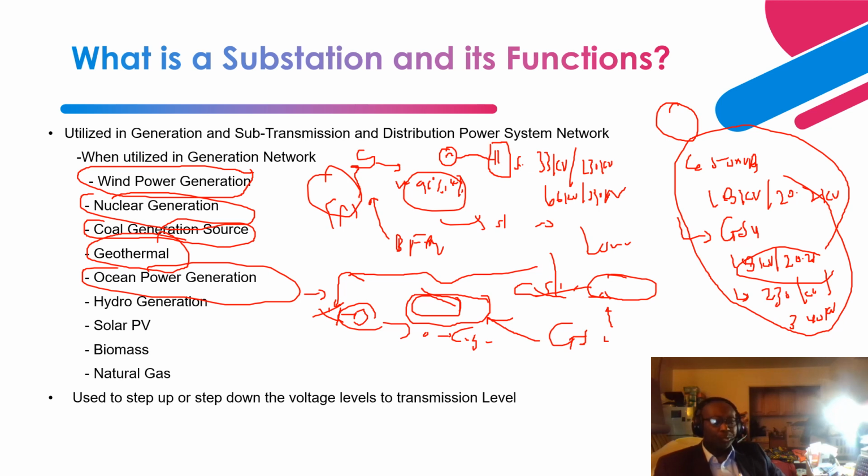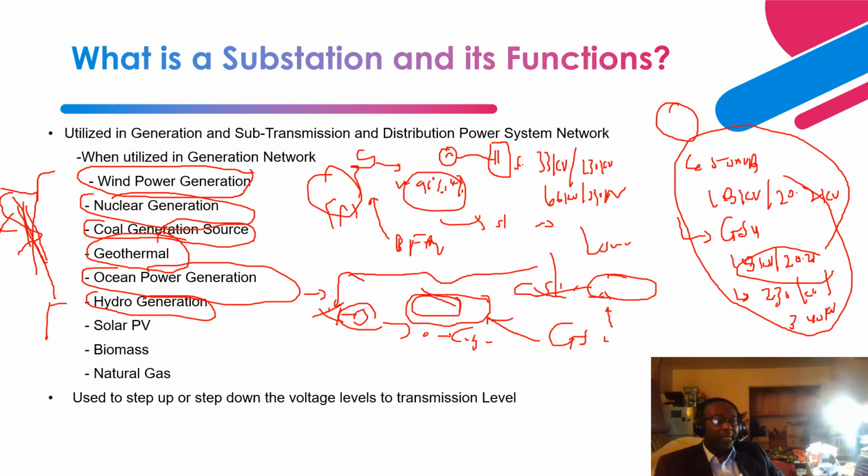Next is hydro generation, right? So hydro generation utilizes the potential energy from a dam, right? You have water that has been dammed here. Then you have a penstock, piping that is integrated to the dammed water behind this concrete embankment, right? So the water goes through the penstock, right?